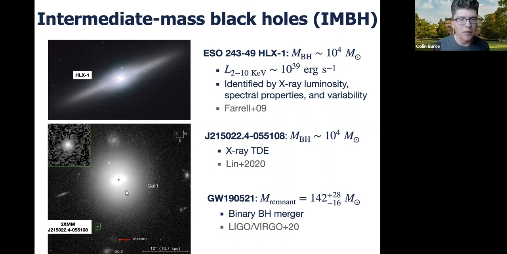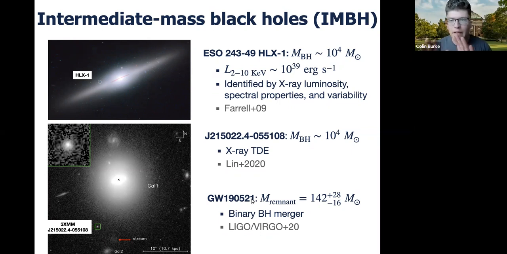A similar one is shown on the bottom, which has this XMM designation. This is actually a TDE, and these authors argue that the behavior of the TDE is consistent with a TDE around an IMBH of similar mass. TDEs are a really exciting way to find IMBHs, because in order to get a star to tidally disrupt, you need a lower mass black hole. But again, this is not in the nucleus of at least this large galaxy. It's kind of out on its own.